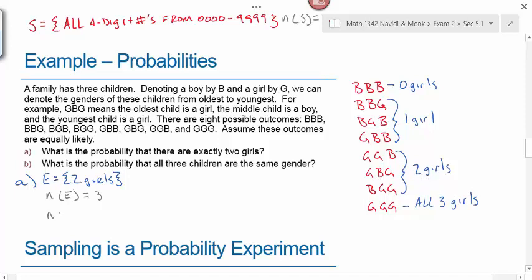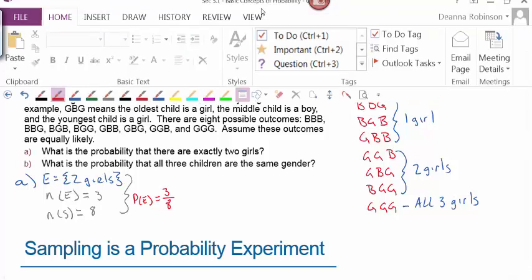I also need to know the number of elements in my sample space. How many elements are in the sample space? 8. Putting that information together, then I can find the probability of my event. The probability of my event is going to be equal to what over what? 3/8. It's the number of elements in your event divided by the number of elements in the sample space.